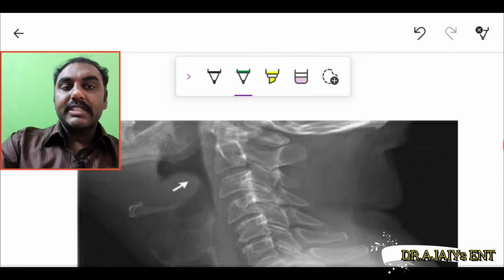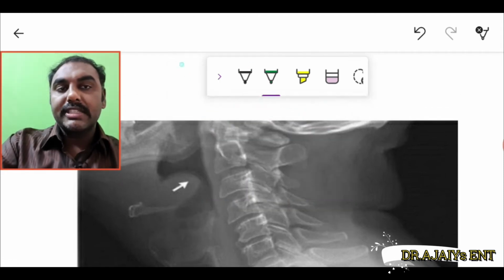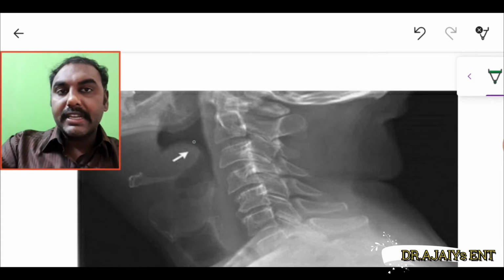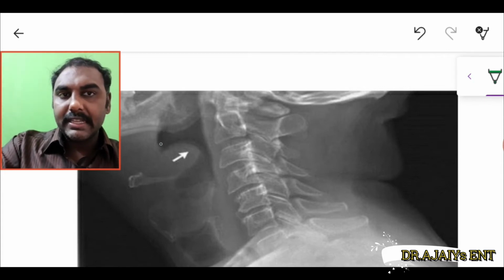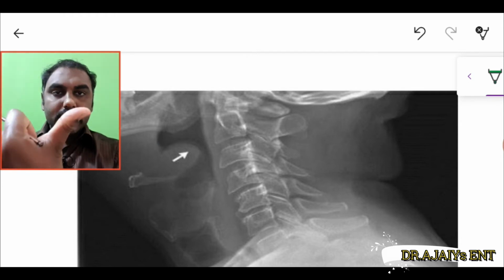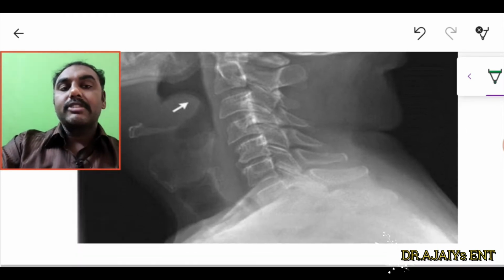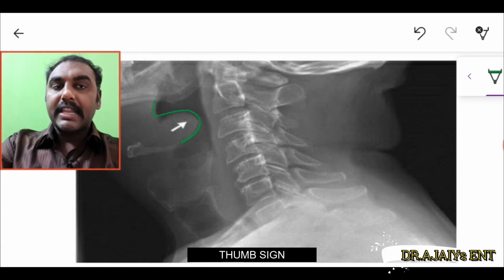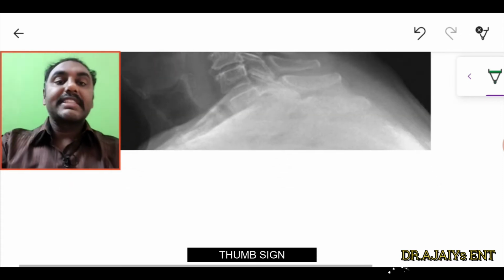What is this sign called? See here, what is pointed by the arrow? This is something like the shape of our thumb. The shape of our thumb. This is called the thumb sign. See here, something like our thumb. So it's called the thumb sign.